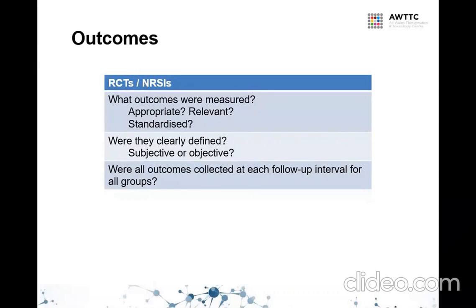Blinding, again, of outcome assessors may reduce the risk of outcome bias. And these are especially important for subjective outcome measures, so things like pain. If the outcome assessor knows whether the patient has received the medication or not, that may influence the way they record or score their pain.